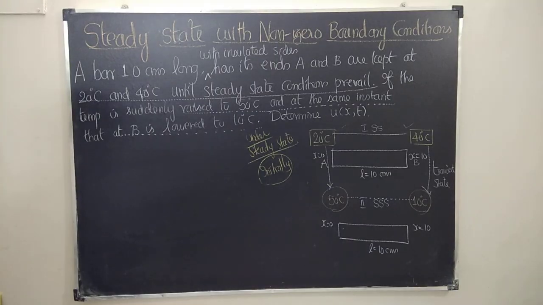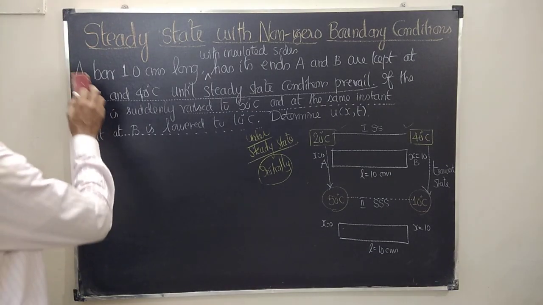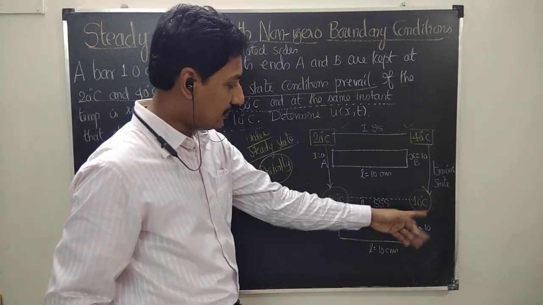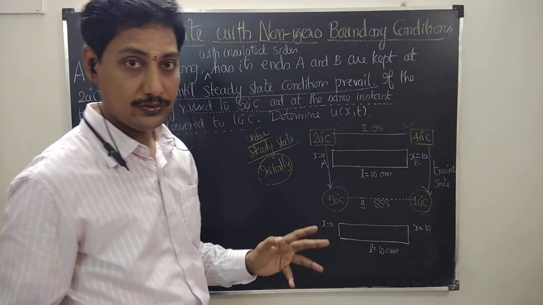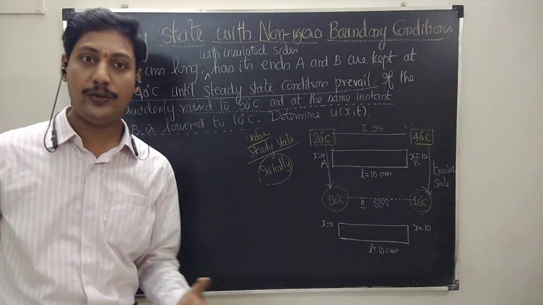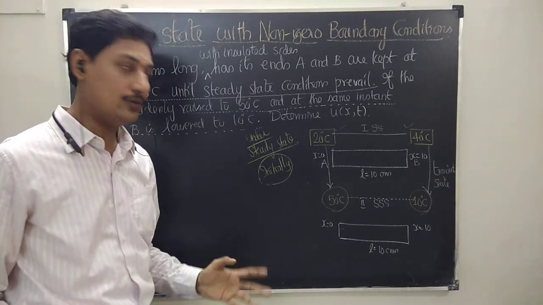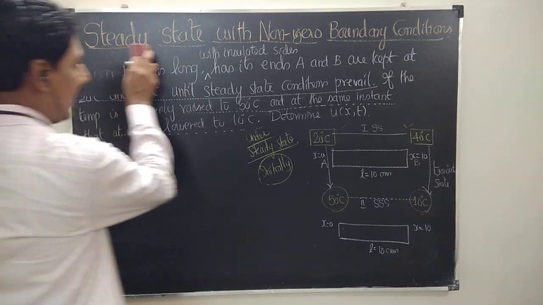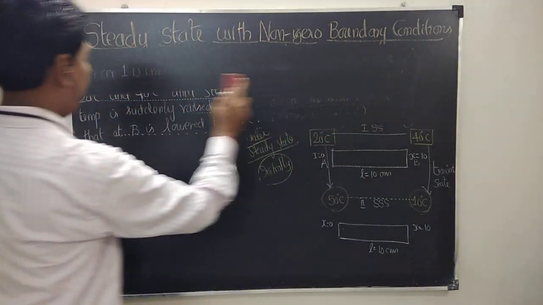So what will be the temperature distribution function? That's why this comes under steady state with non-zero boundary conditions. Our ultimate aim is to convert the non-zero boundary conditions into zero boundary conditions. Let us see how we are going to achieve our goal in this problem.